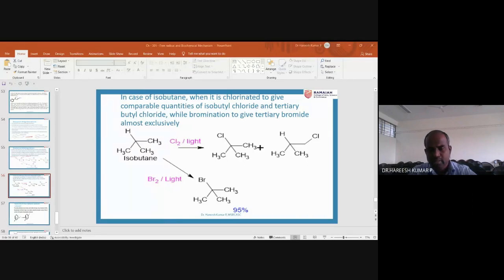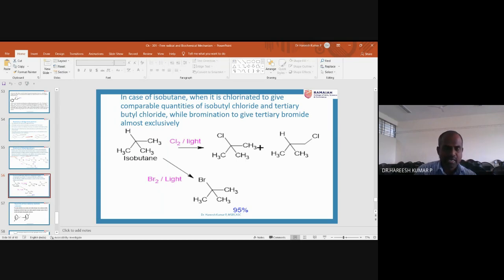So that means when isobutene is subjected to chlorination, irradiated in the presence of light, it gives an almost equal mixture of products. Suppose the same isobutene is irradiated in the presence of light with bromine, it exclusively gives a single product, that is the tertiary halide. So that's about the attacking species.